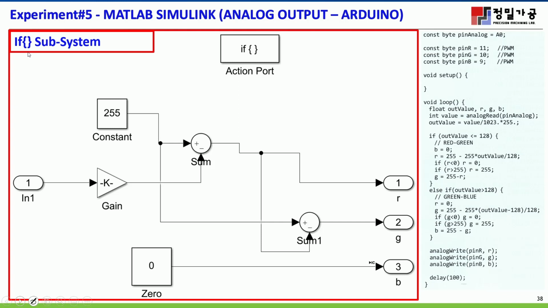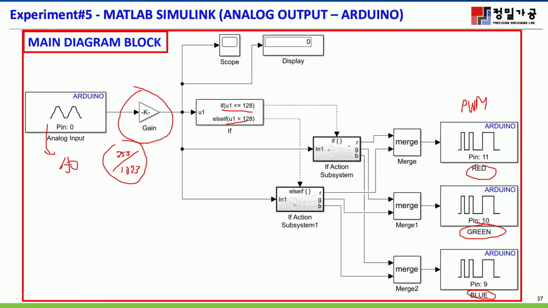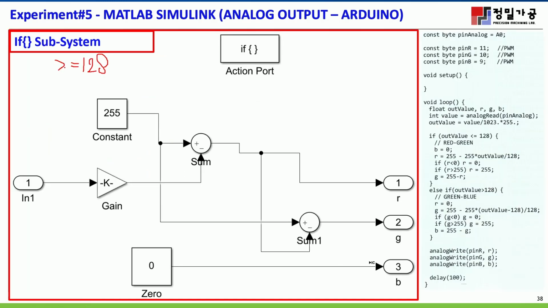In the if subsystem, which is for bigger than 128, okay. First is if and then else if. If the value is bigger than or equal to 128, it means this part. So what is blue? Blue is 0. This one is blue. Set the 0 in here.